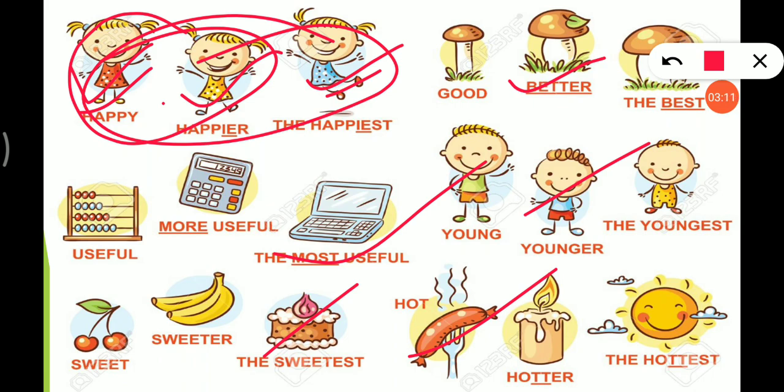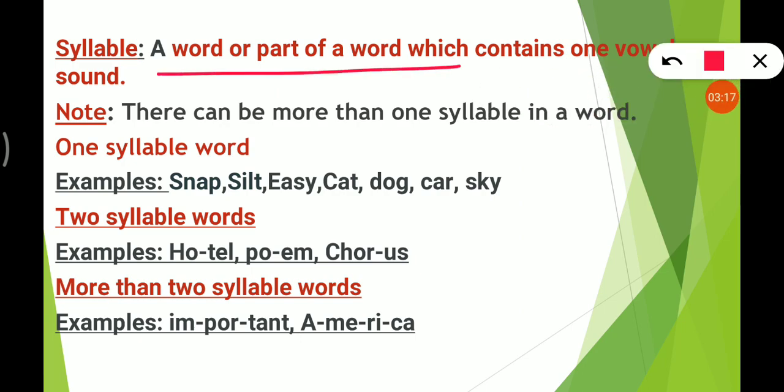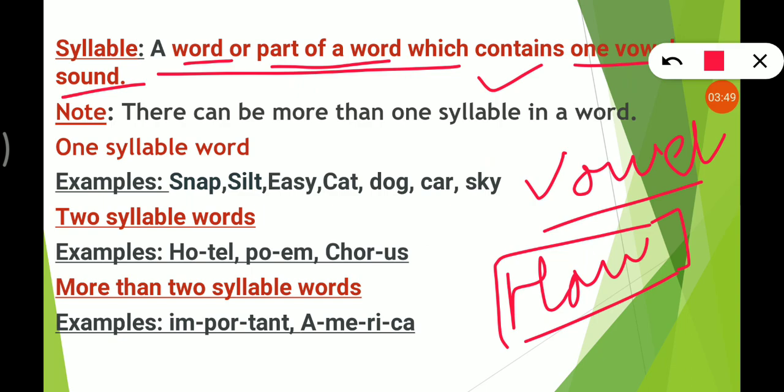sweet, sweeter, sweetest. Now here is an important thing you need to know, because if you don't know about this, you will not easily understand the next things that we are going to discuss in the next slides. Syllable. What is a syllable? A word or part of a word which contains a vowel sound. So simply, count the vowel sounds: however many vowel sounds there are in a word, that many syllables there will be.